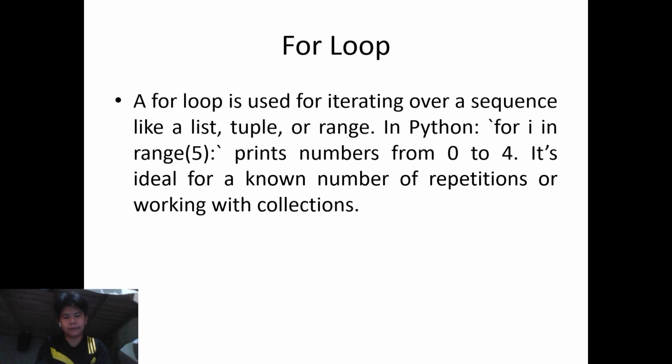So here's a for loop. A for loop is used for iterating over a sequence like a list, tuple, or range. In Python, for i in range 5 prints the numbers from 0 to 4. It's ideal for a known number of repetitions or working with collections.